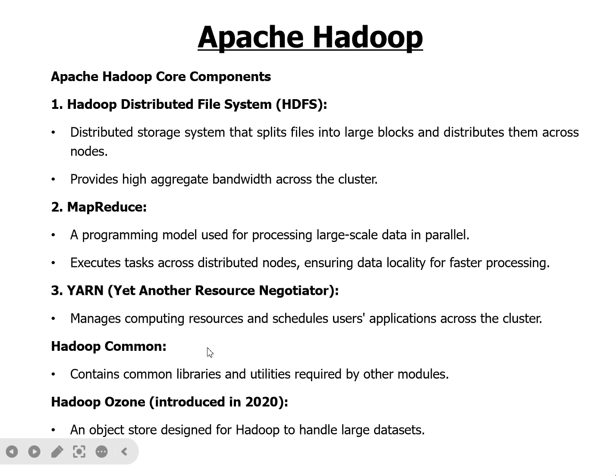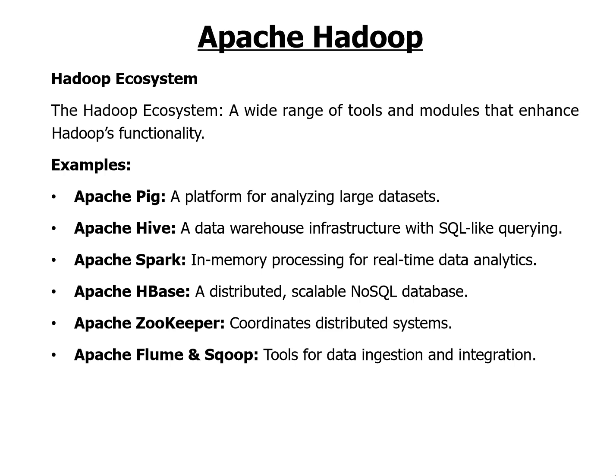Then Hadoop Common. This component contains the libraries and utilities required for Apache Hadoop. Then Hadoop Ozone, introduced in 2020. This is an object store designed for Hadoop to handle large datasets. So these are the core components of the Apache Hadoop architecture, and we have studied each component and its responsibilities.